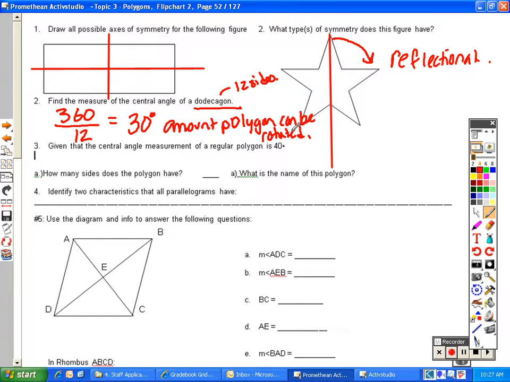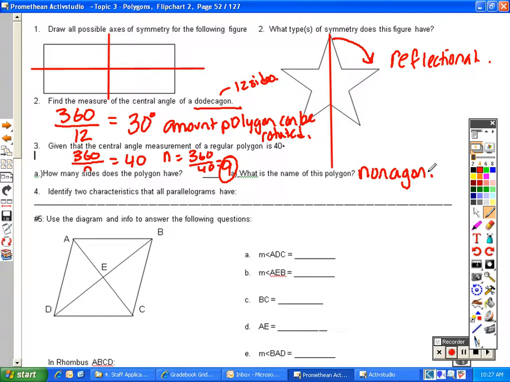All right, given that the central angle measurement of a regular polygon is 40 degrees, we want to know how many sides it has and what its name is. So basically, we took 360 and divided it by the number of sides and got 40. This tells us that n is 360 over 40, which is just 9. That's the number of sides. The name for this polygon is a nonagon. And you need to know the names from 3 sides all the way up to 12 sides.